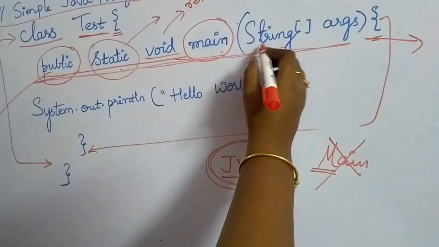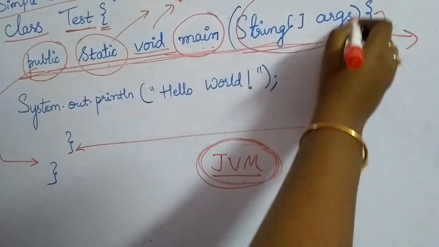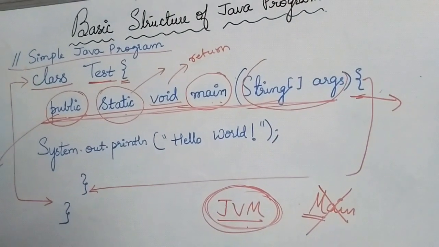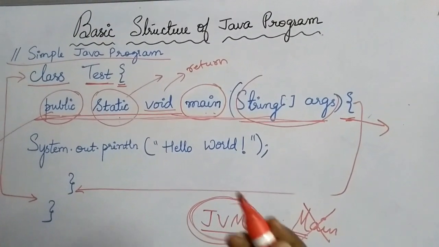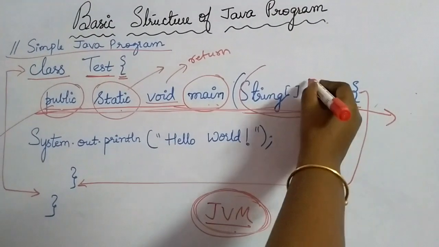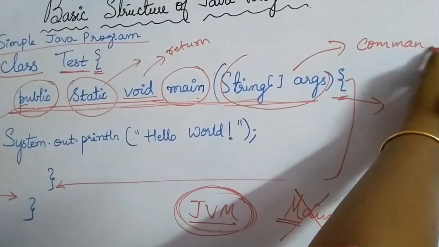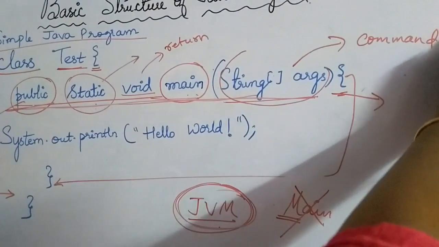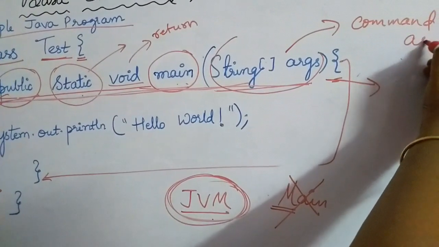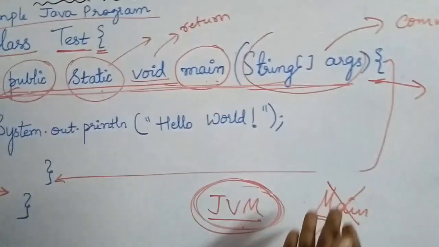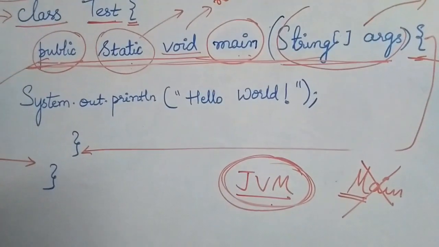And then these are the parameters inside the main method. The parameters inside the main method are the array of instances of the String class, which are used to catch the command line arguments, if there are any, during the execution of the program.